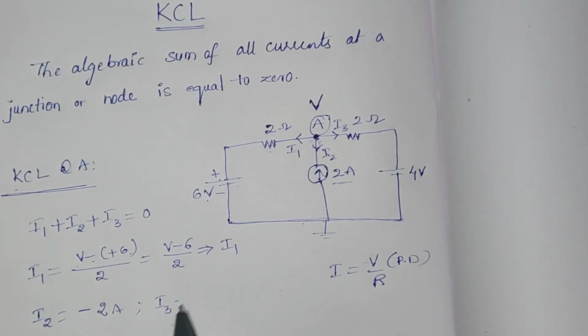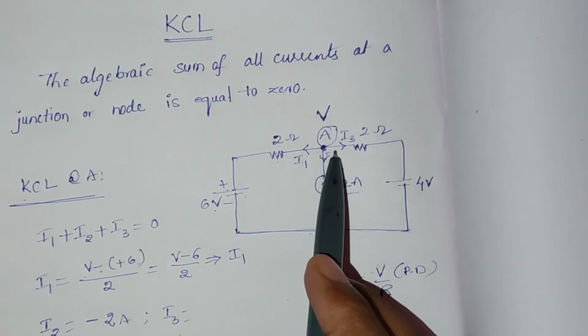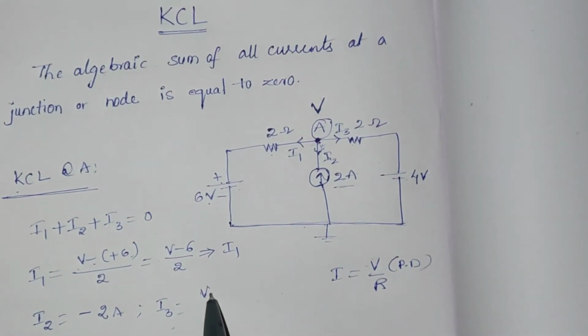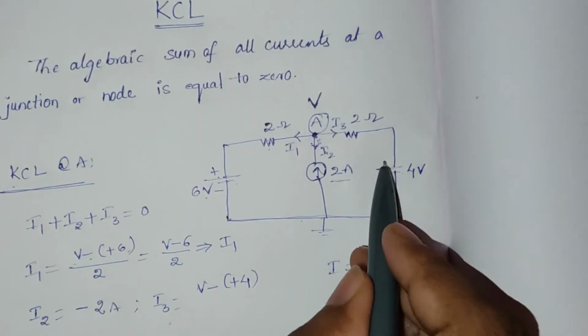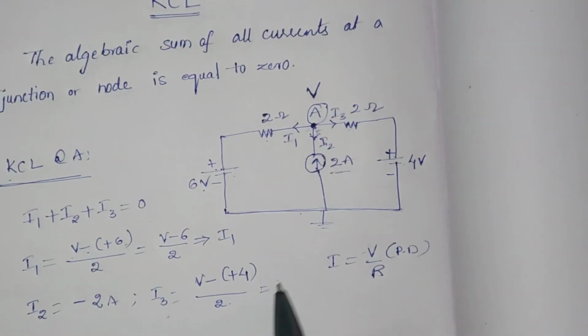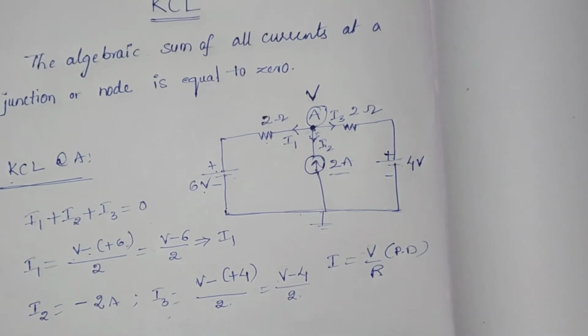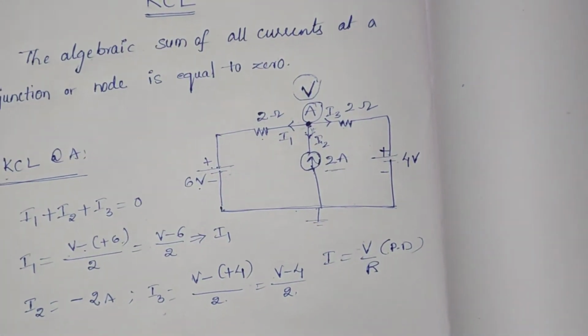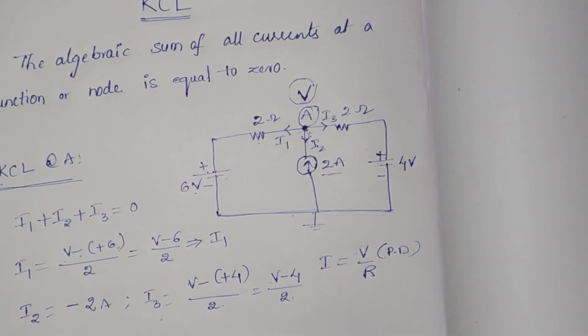Let us write I3. Similarly I3 is going away from the node. That means the starting point will be V minus 4 volts, because the terminal is plus and minus, divided by the resistance 2 ohms. So that will be V minus 4 by 2 ohms. If we can find the voltage at this node A, we can find the currents. That is our aim here.